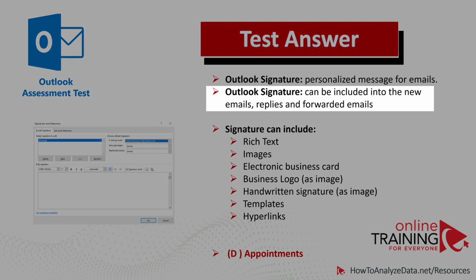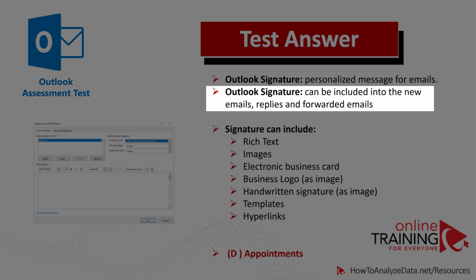Let's recap. Outlook Signature could be included in the emails. It could be included in new emails, replies, as well as forwarded emails.